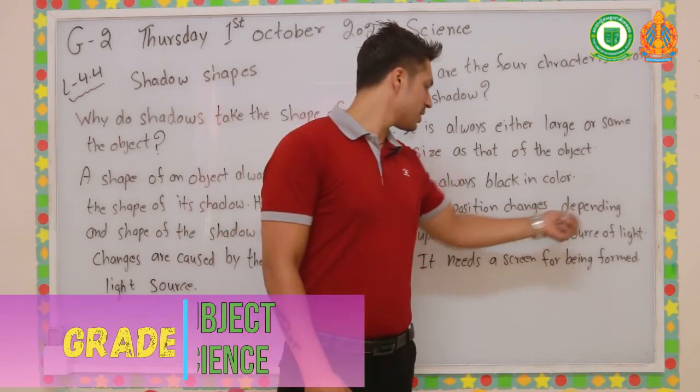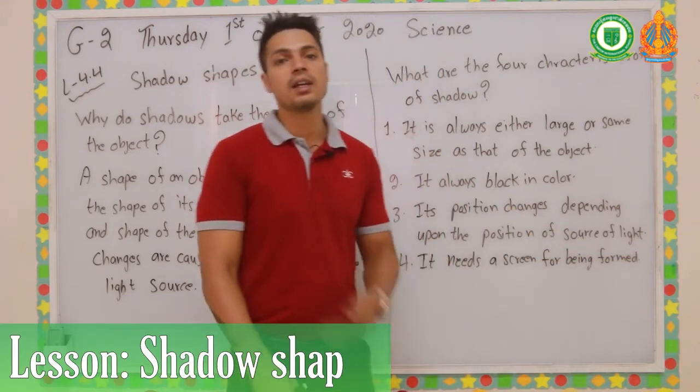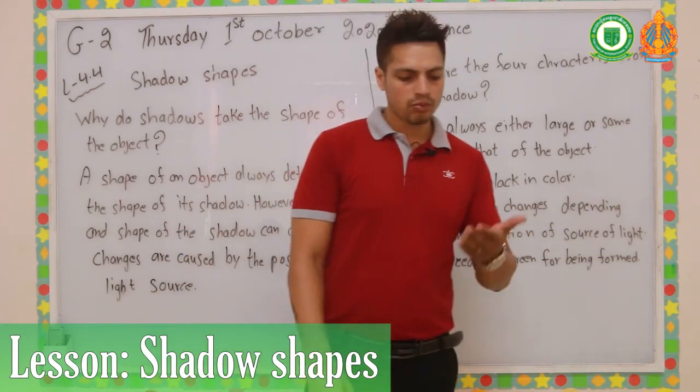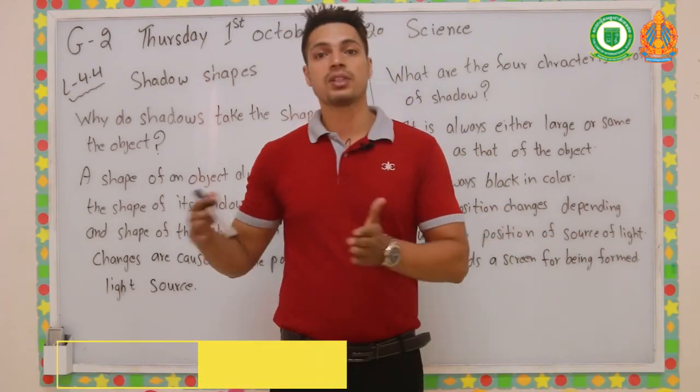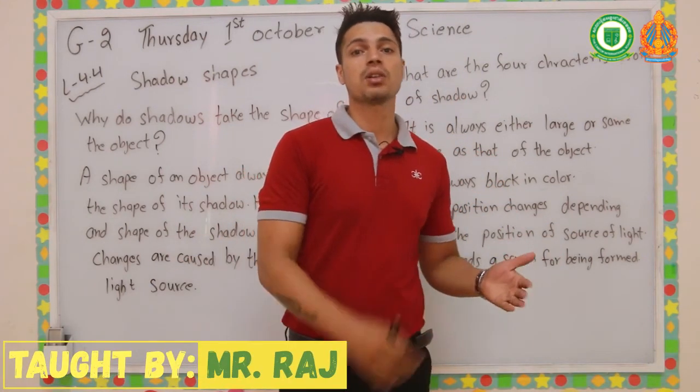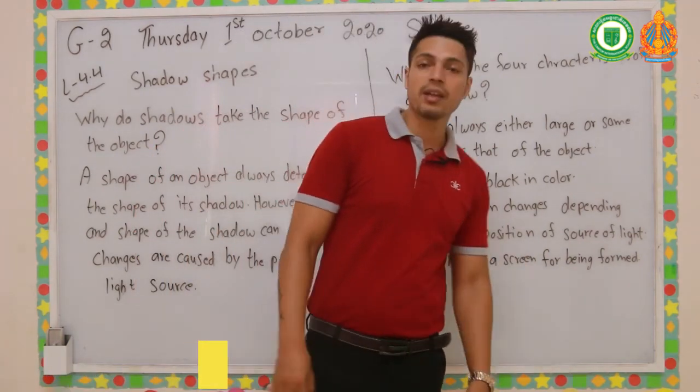Its position changes depending upon the position of the source of light, as I mentioned earlier. The shadow position always changes depending on the position of the source of light. And it needs a screen for being formed.